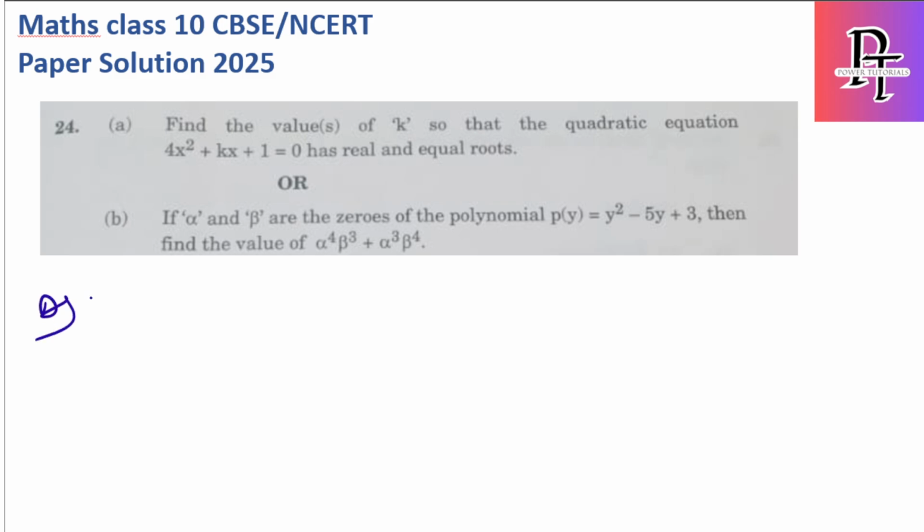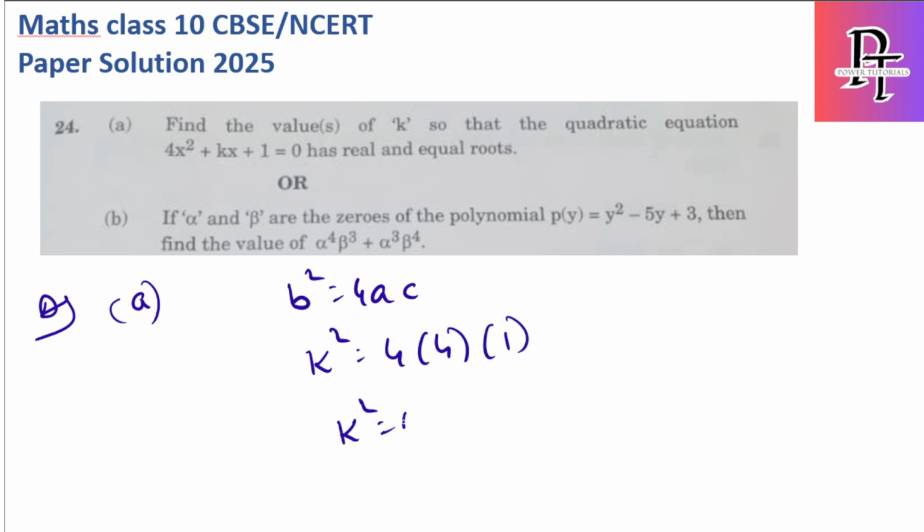Let's see 24th question. Here also you had 2 options. If I were in your place, I will choose A part. You will see why. In the quadratic equation with real and equal roots, the condition is B square should be equal to 4AC. What is B here? K. So K square is equal to 4 into A value is 4, C value is 1. So K square is equal to 16. K value is plus or minus 4. See, it hardly took 1 minute only.